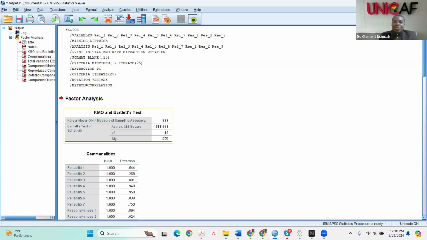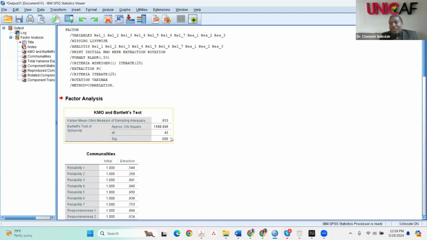So the first thing you want to ensure is that the sample is adequate. That sample is really a good fit for your exploratory factor analysis. Then the next thing which we want to look at is the Bartlett's test of sphericity. What we are interested in here is having a level of significance which is less than 0.05.